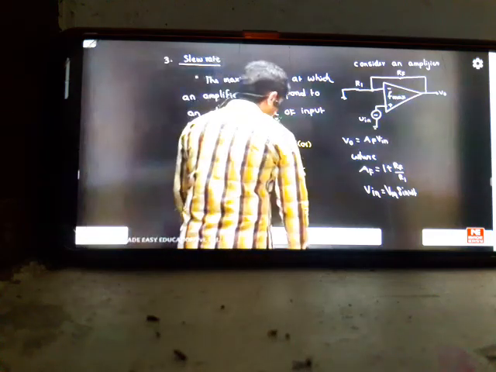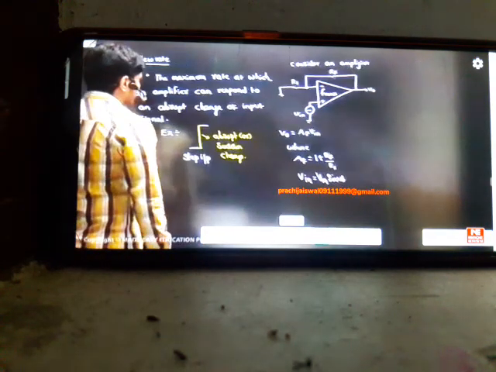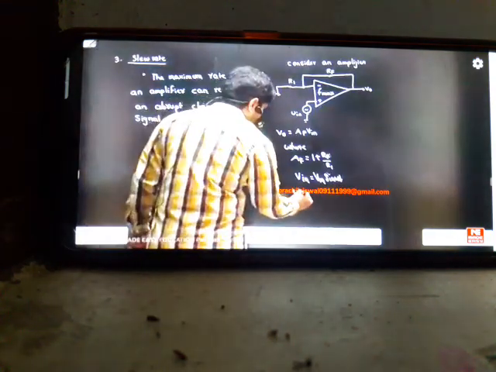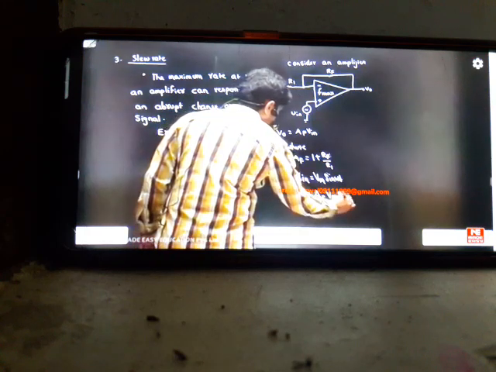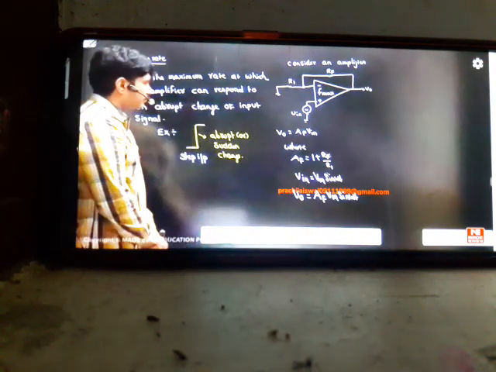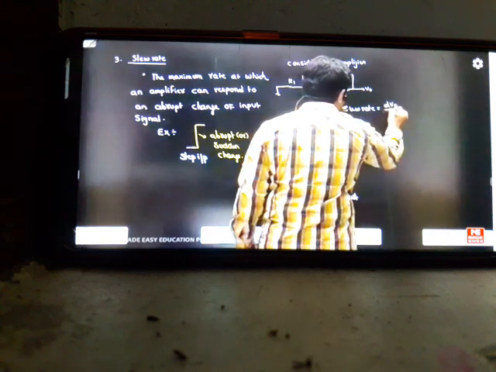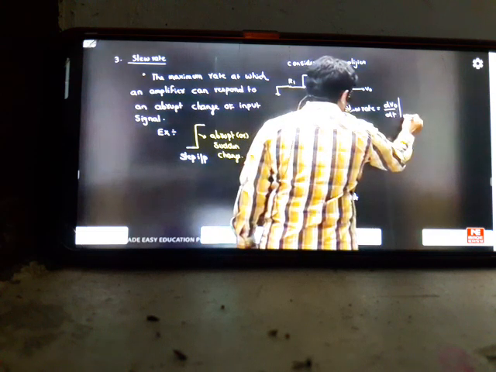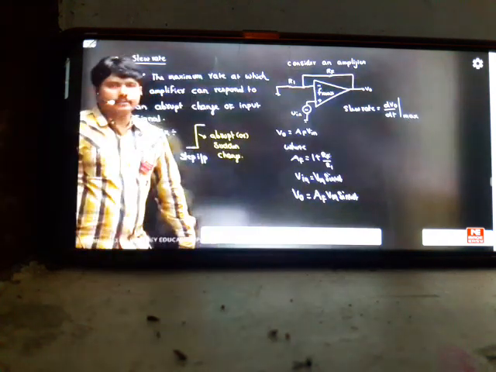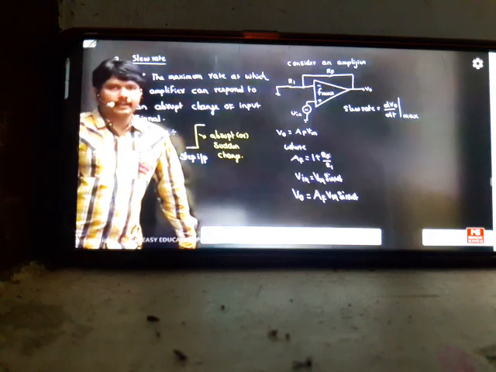Let us see the output equation. Output can be written as AF into Vm sin omega t. But what is slew rate? The formula is dV0 by dt, maximum. You have to find the change in output voltage with respect to time, its maximum value. That's called the maximum slew rate.